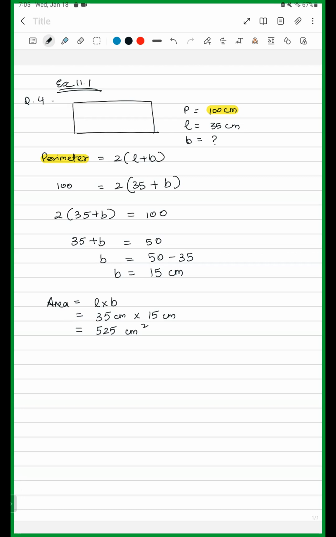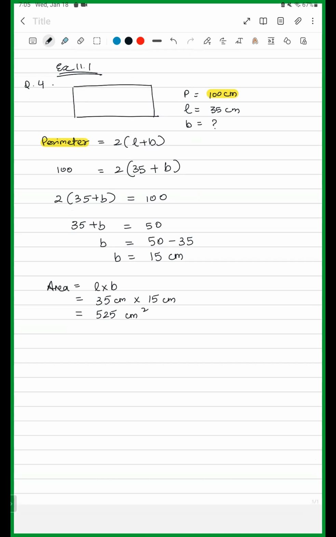By the way, in this exercise, the 6th, 7th, and 8th questions are deleted. Okay, fine. All right. Let's do the next one then.